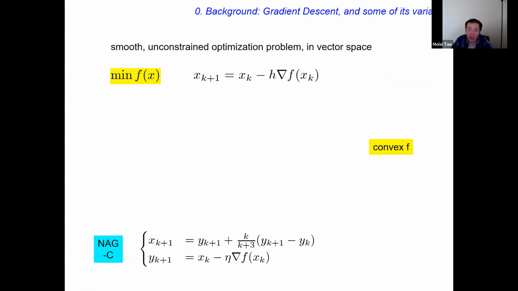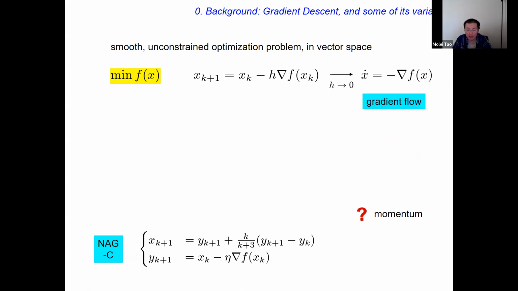More precisely, if you have a convex F, you can prove very easily that gradient descent converges like 1 over k, where k is the number of iterations. Whereas for NAGC, the convergence rate gets accelerated to 1/k squared. So this is why people oftentimes call this an acceleration due to momentum. But of course, the question is, what exactly is momentum? There are a lot of explanations.